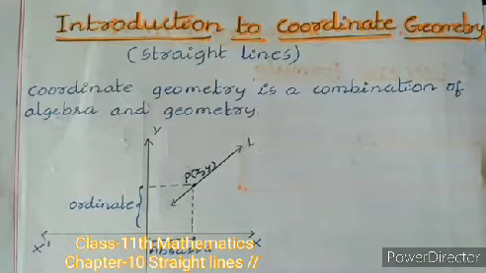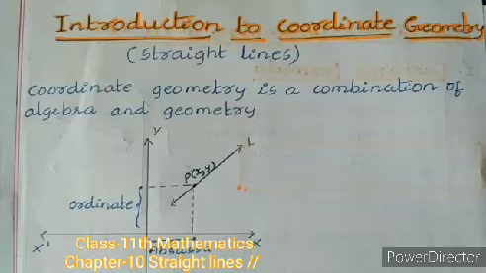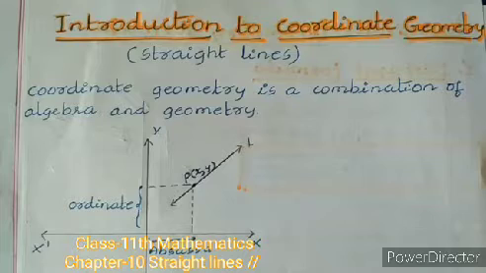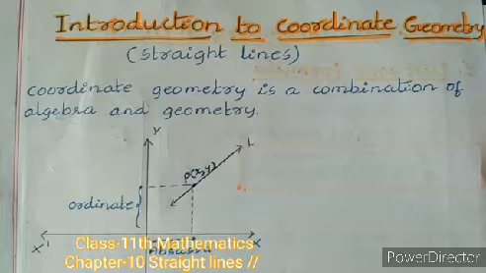In this video, I'm explaining Introduction to Coordinate Geometry and some of the formulas associated with it. Coordinate geometry is a combination of algebra and geometry. Here, geometry means we are referring to shapes like circles, straight lines, hyperbola, parabola, triangle; all these come under geometry. And algebra means an algebraic expression.